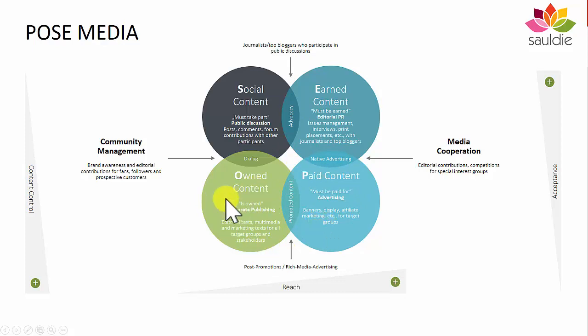So we need to work on our community management and media cooperation, and that will raise our reach. The more earned content we have, the more acceptance we have, but the less content control we have. So you see, it's always moving around all these four quadrants to really develop a successful media strategy.